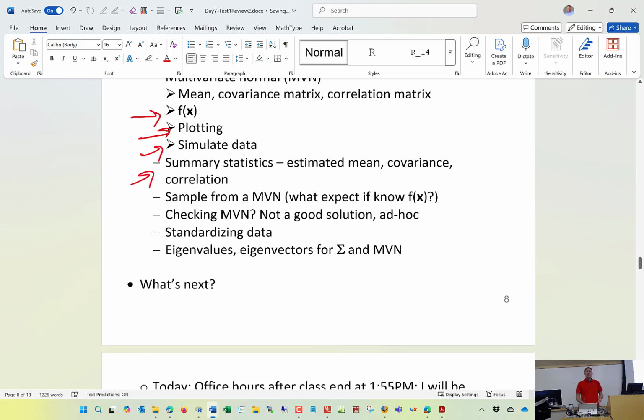Then once we have these data values, we might want to do some summary statistics with it. Now we have what's called the estimated mean, the estimated covariance. We have the estimated correlation. As the sample size gets bigger, what's going to happen to these estimates? They're going to get closer and closer to their true values. Again, while you're not responsible for this part, I'm just going to say right now, this is an example of the weak law of large numbers in action.